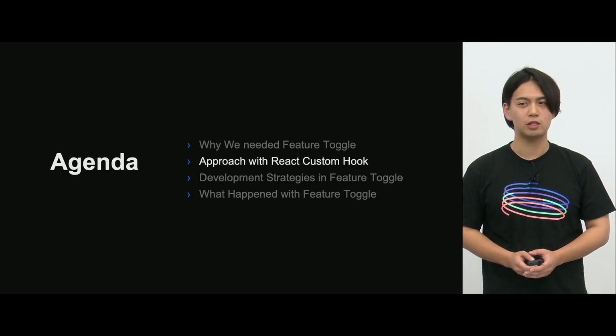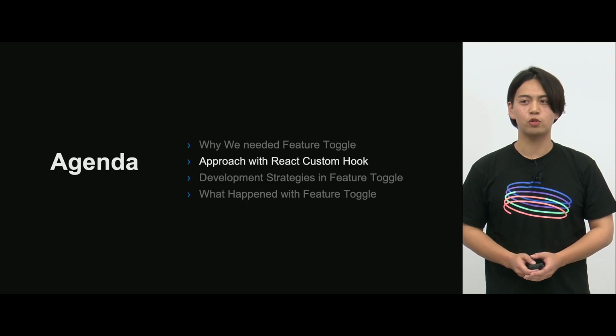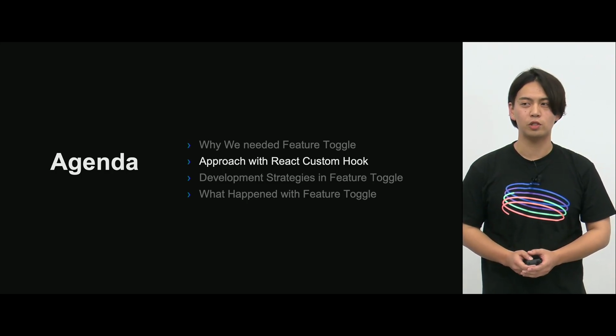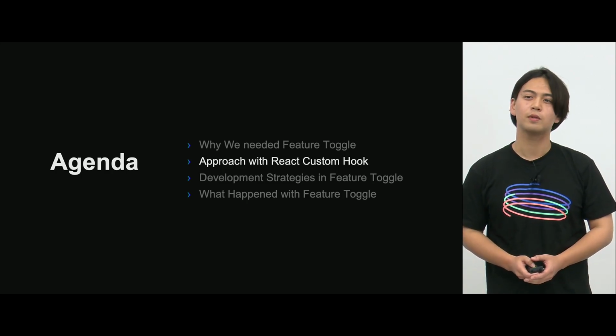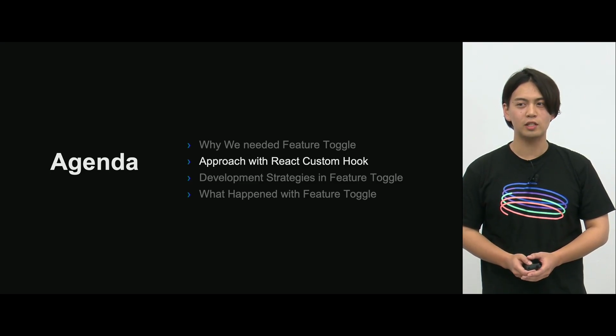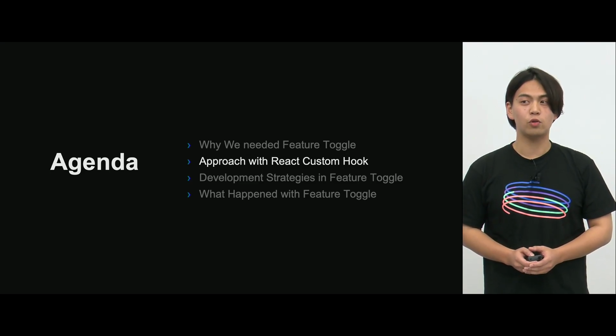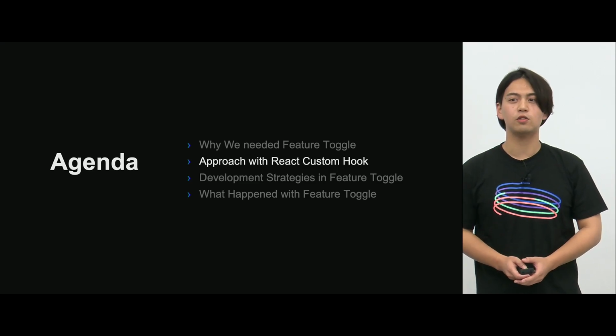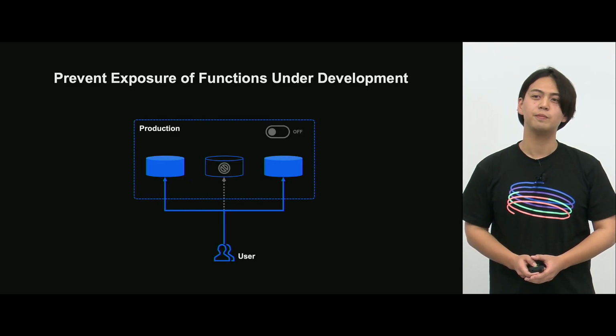From here, I'd like to discuss an approach to implementing feature toggles using a React custom hook. Before we get into the implementation, let me explain the requirements for a feature toggle on the front end.